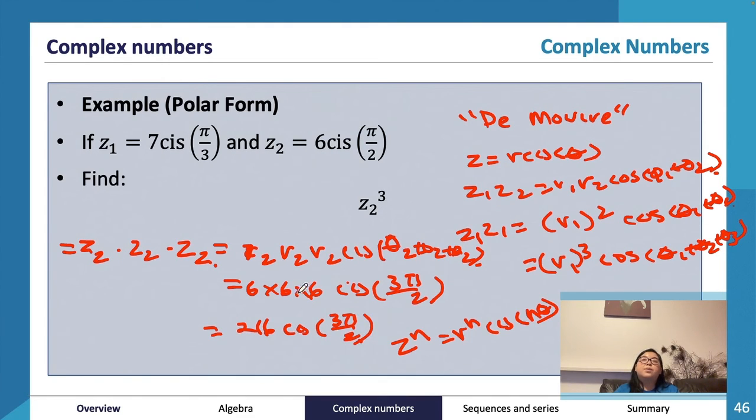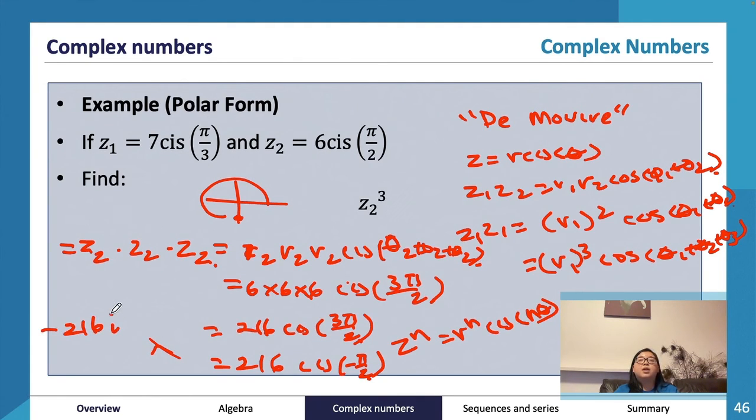And importantly, we see here that it's outside of the principal range. So instead of writing it as 3 pi on 2, we're going to write it as cis negative pi on 2. And after we do that, if you wanted to convert this one to Cartesian form, it's relatively simple enough. This should just be negative 216i, because we can see that it falls exactly on the y-axis.